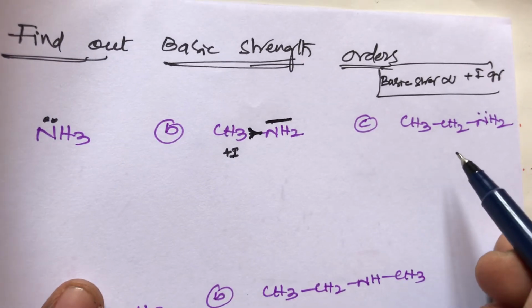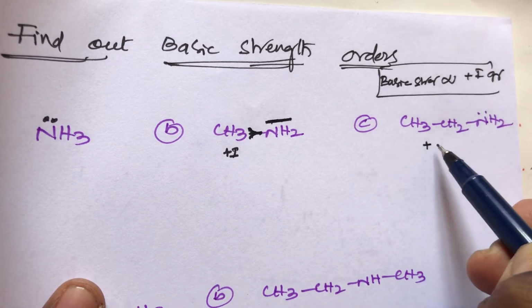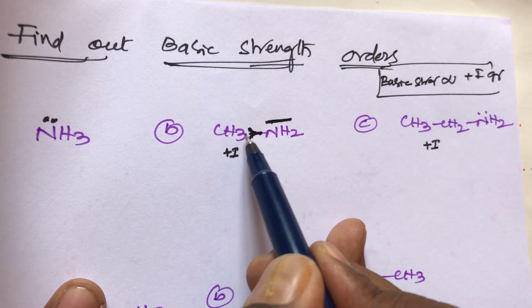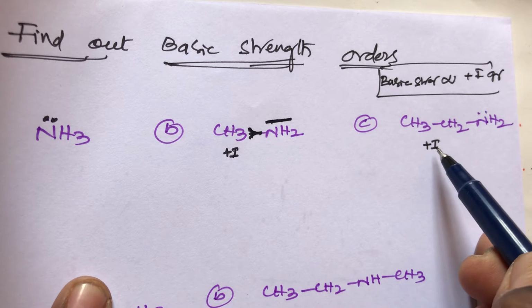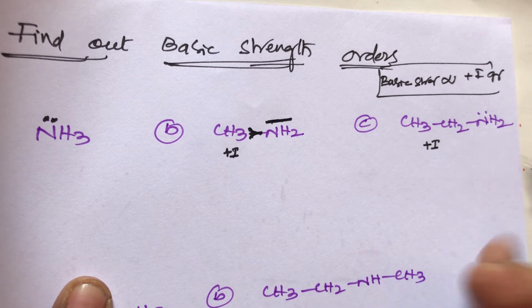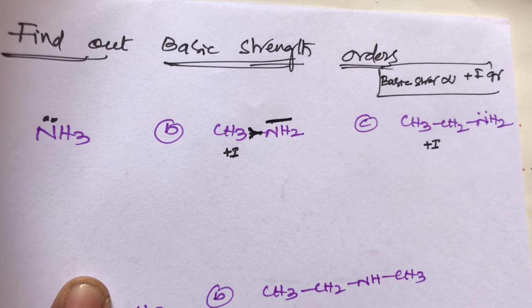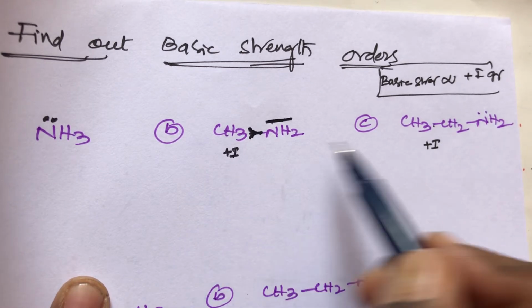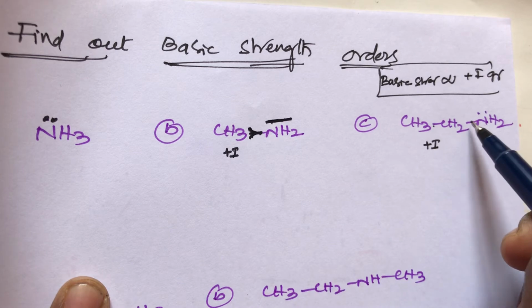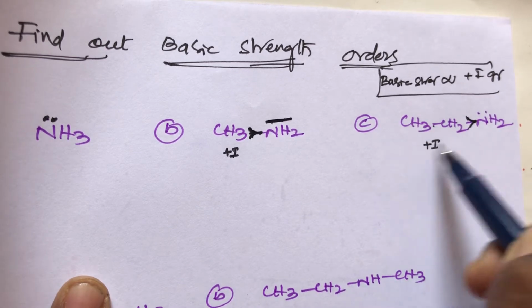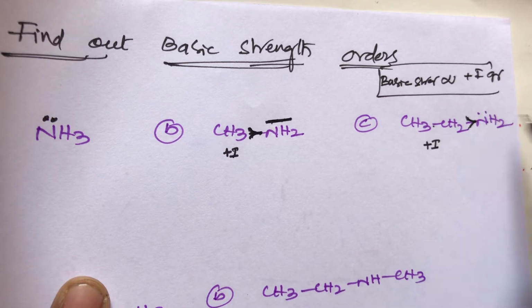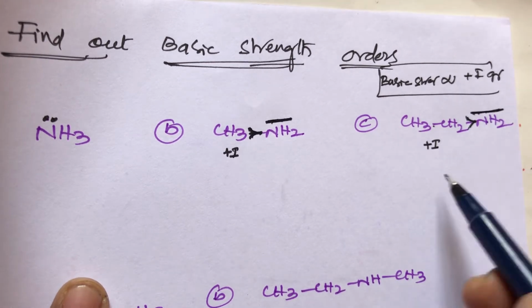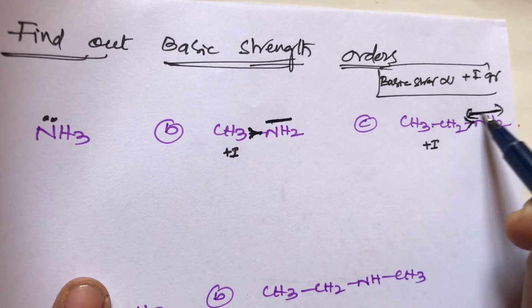And what about this C compound? This is an ethyl group, which also belongs to the plus I group. The methyl group has only 3 hydrogens, but the ethyl group has 5 hydrogens, 3 plus 2. Simply remember students, the more hydrogens there are, the more electron releasing the group is. So compared to the B compound, the C compound has the more electron releasing ethyl group, so the density on nitrogen increases more.